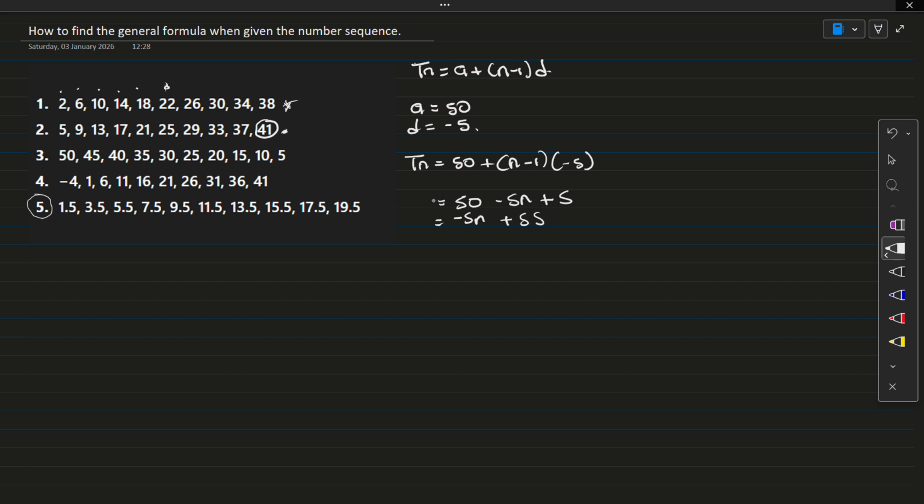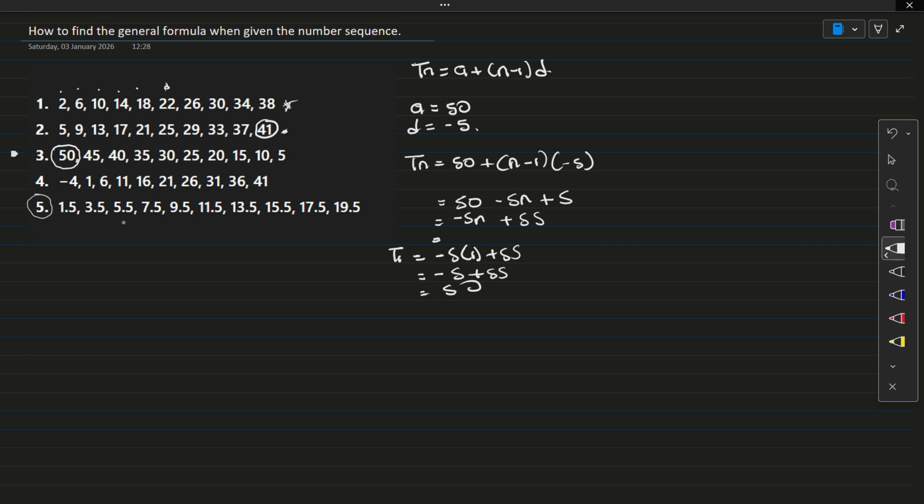Let's say we are looking for term 1. So we know that n is going to be 1. So T1 is going to be negative 5 multiplied by 1 plus 55, which is negative 5 plus 55, which is equal to 50. If we look at our first term, it's actually 50. I think by now you understand it.